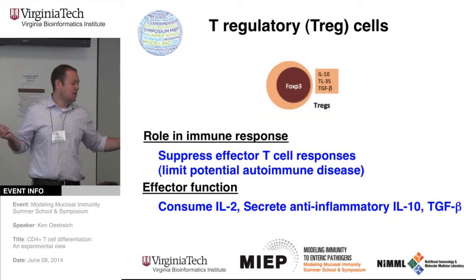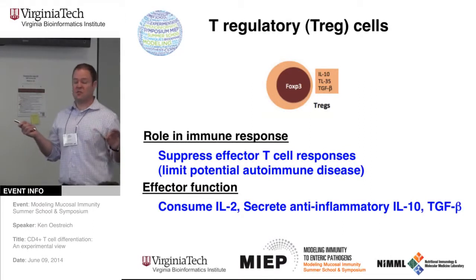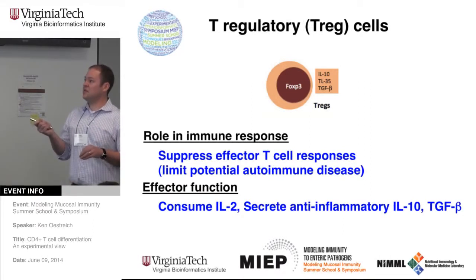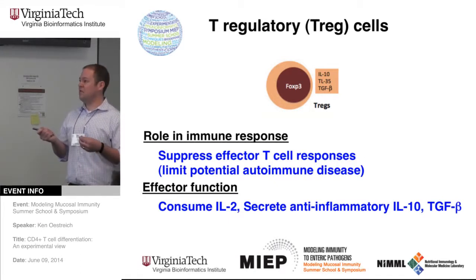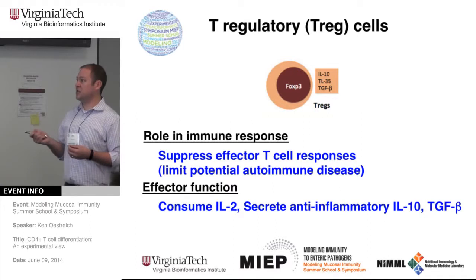And then finally, T regulatory cell, which is very different from the other 4 cell types, actually doesn't so much increase effector functions, but actually suppresses the effector T cell responses so that we can limit potential autoimmune disease caused by those cell types. And it does so by consuming inflammatory cytokines like interleukin-2, and also secreting anti-inflammatory cytokines like interleukin-10 and TGF-beta.